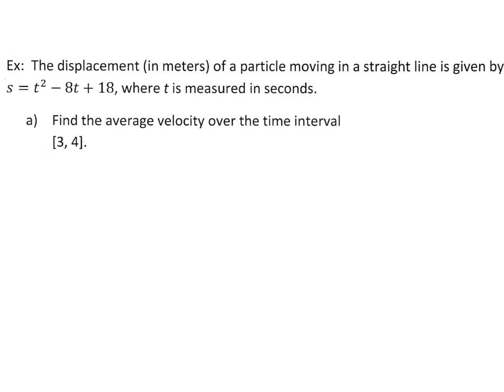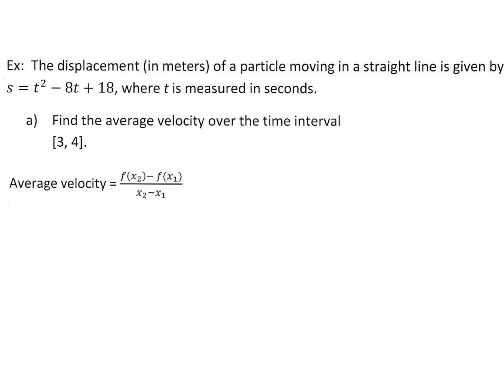This is not a point. This is saying from 3 seconds to 4 seconds, what is the average velocity? Well, what that means to do is find the coordinates of the point at time 3, find the coordinates of the point at time 4, and then take the slope. So in order to do that, I need to find the corresponding S value at time 3 and the corresponding S value at time 4.